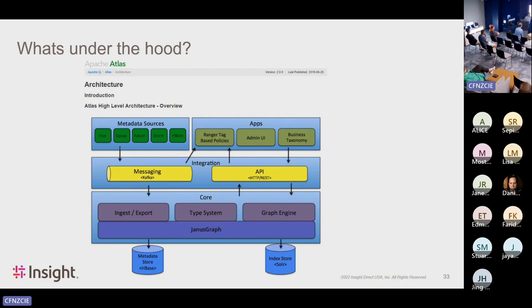But at the core, we have this type system, which we just looked at, and the API we're about to look at now. The graph engine is responsible for storing, the type system is responsible for categorizing and cataloging the data, and the API is what we're going to have a look at now, which is how we access that.